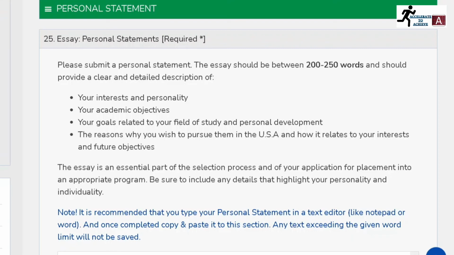A few more instructions: I would suggest you please do not copy it, and check its plagiarism once you finalize, by using Turnitin software, and also check spelling as well as grammar and sentence structure. Your personal statement should have some flow. It means if you're talking about your academic objectives, don't suddenly talk about why you are interested in American culture. You have to link each and every paragraph with each other so that it has a proper flow. So that's a few instructions from my side.